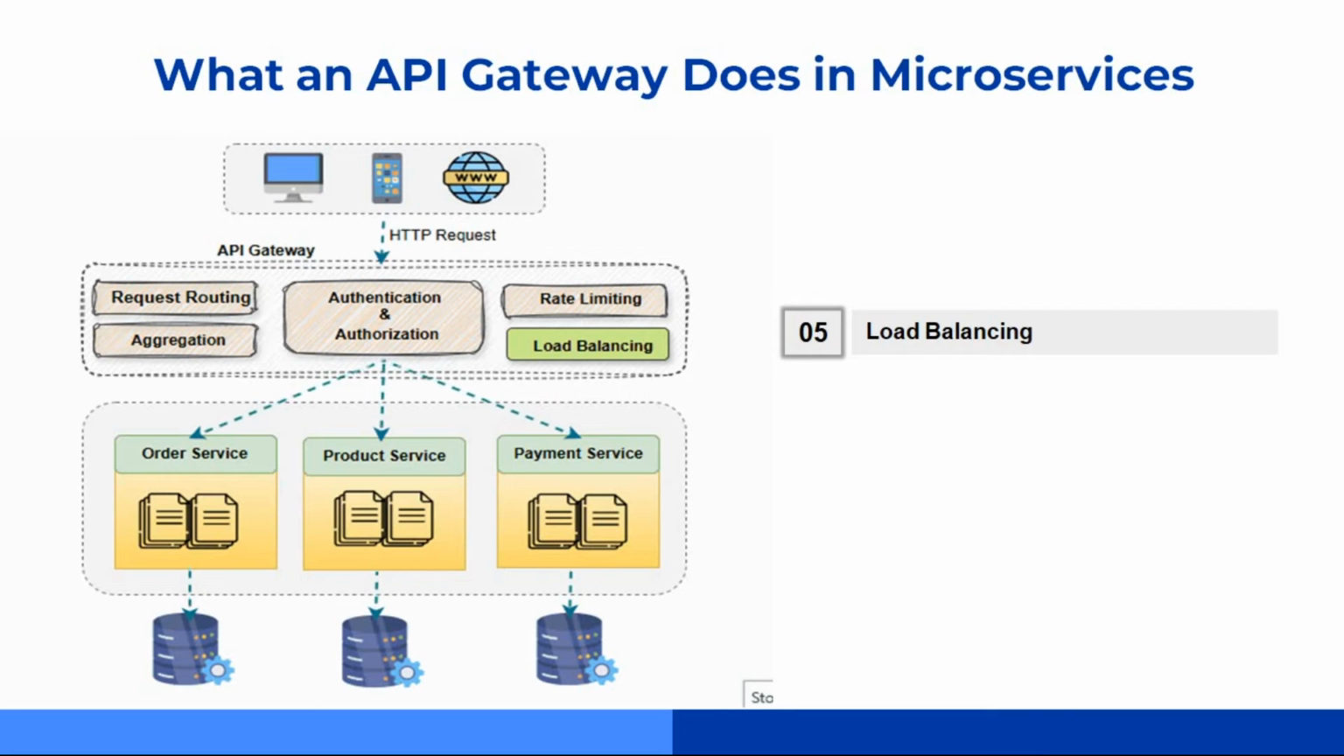So overall, the API gateway acts like a smart manager, handling routing, combining data, checking security, protecting against overuse, and balancing the load. All of this makes your microservices system cleaner, safer, and easier to manage.